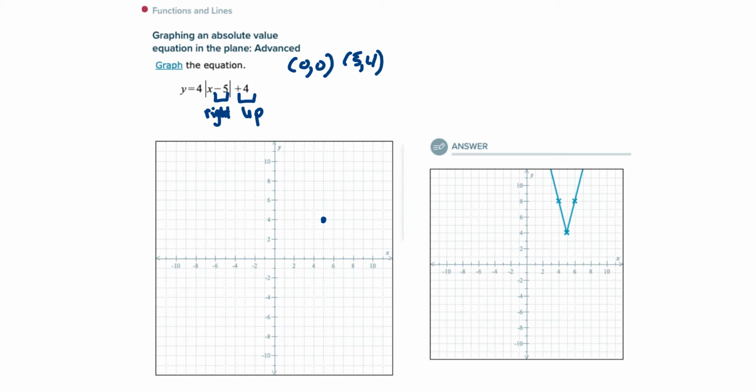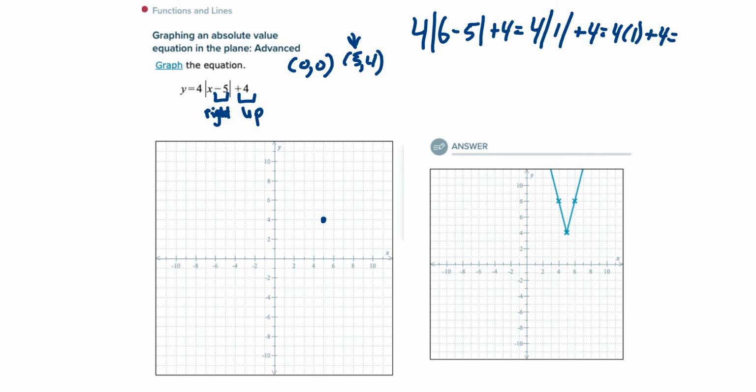So instead of plugging in like 0, 1, 2, now you would want to plug in x values around 5. So I'm going to plug in 6 first. So I would have 4 absolute value 6 minus 5 plus 4. 6 minus 5 is a positive 1. So that becomes 4 times 1, because the absolute value just makes it positive, which it already was. So this would become 4 plus 4, which is 8. So this point would be 6, 8.